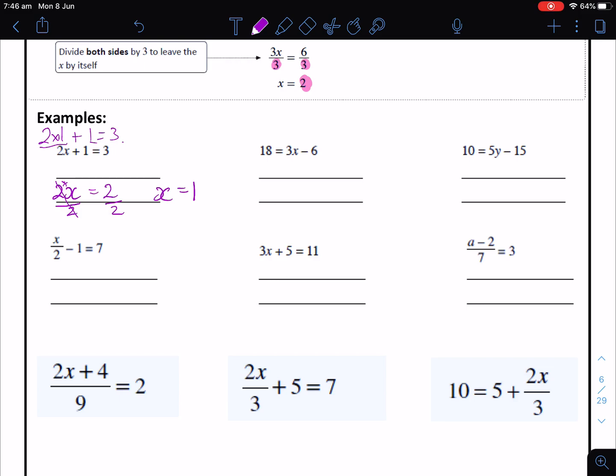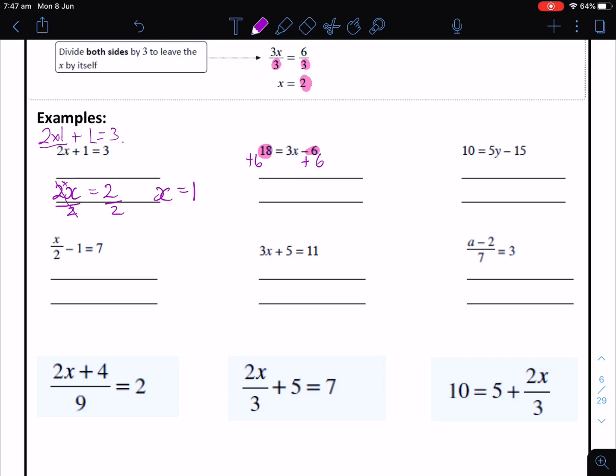Okay, let's have a look at the next one. What's not attached to our pronumeral? We've got a negative x and an 18. Sorry, try that again. The inverse operation of minus 6 is plus 6 to both sides.